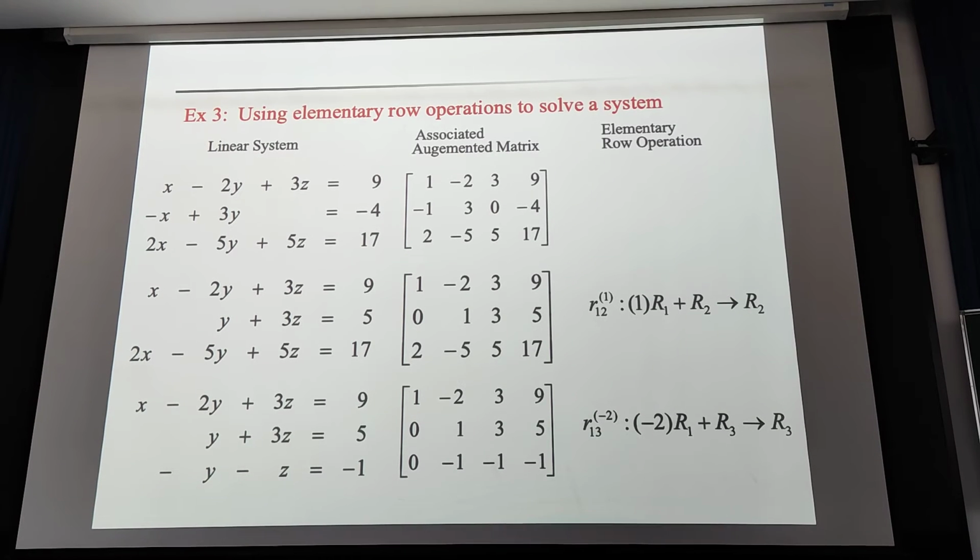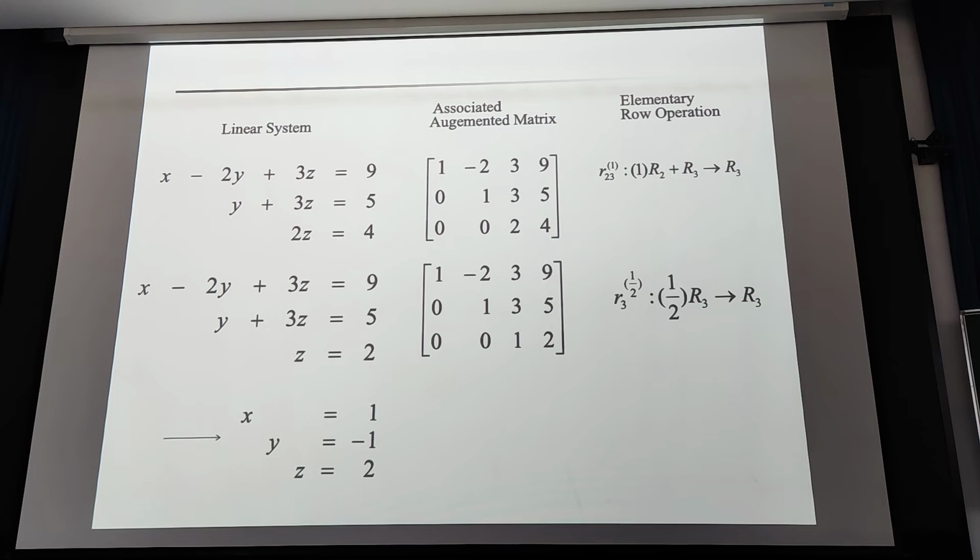We continue with this one. We apply that one. The system becomes that, and the matrix becomes that one. And finally, you continue, and finally you get that thing. And that is a very special form of the matrix, a very special form of the system of linear equations. From here, it's very easy for you to find the solution.